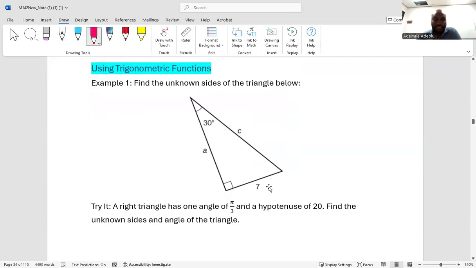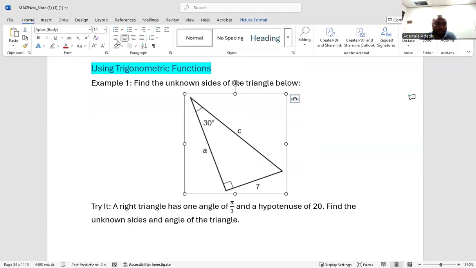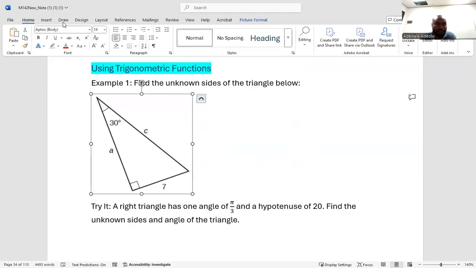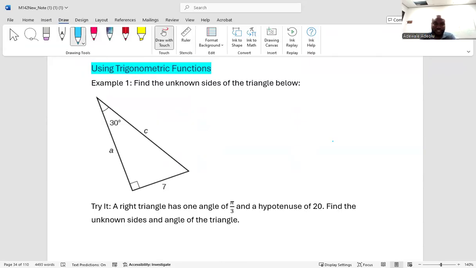Okay, next we will look at how to use trig functions to find lengths of a right triangle. So let us look at an example. Find the unknown sides of the triangle below.